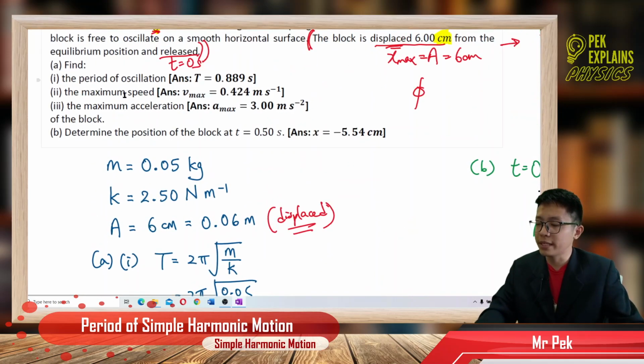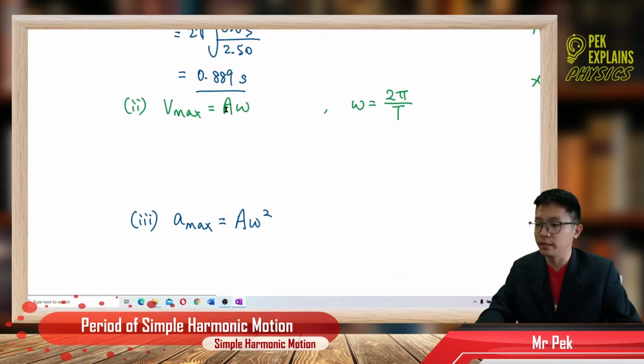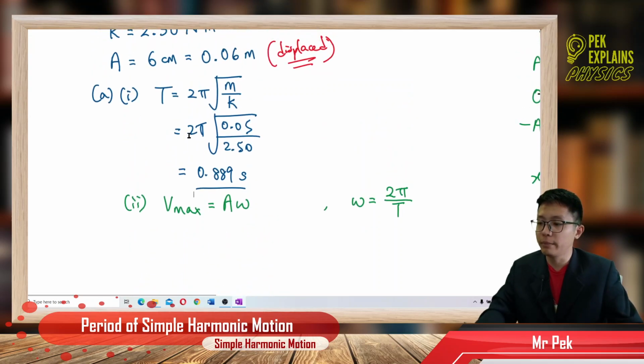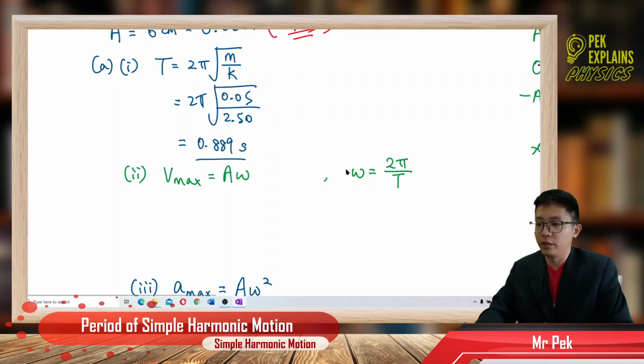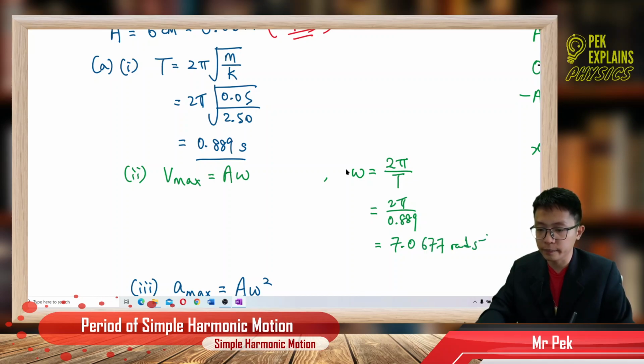Now, what is our maximum speed? Maximum speed formula is A omega. So we don't have the omega, but we have the period already. We need to find the omega first, which is 2 pi over period. So 0.899 for the period. And what is our omega? So our omega is 7.0677 radian per second. That's our omega.